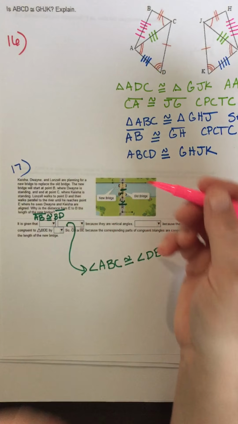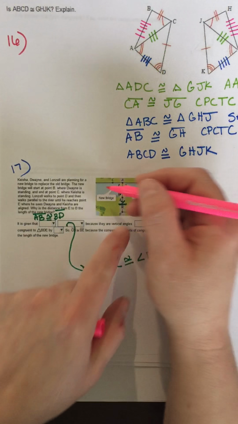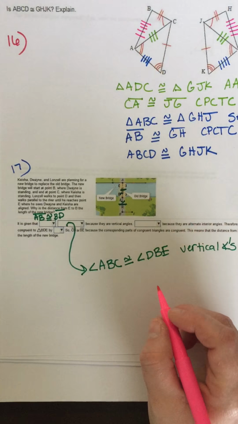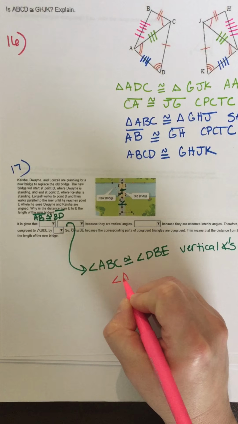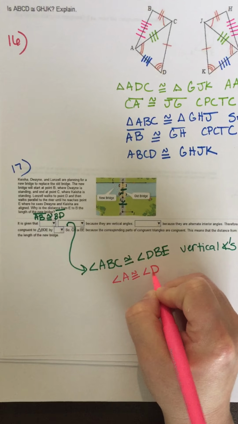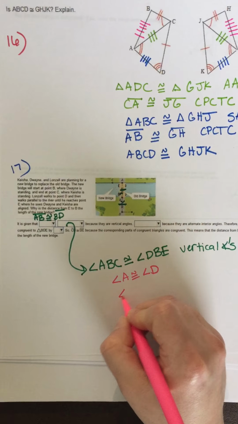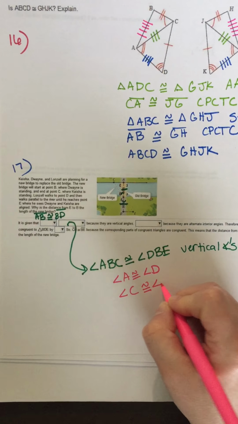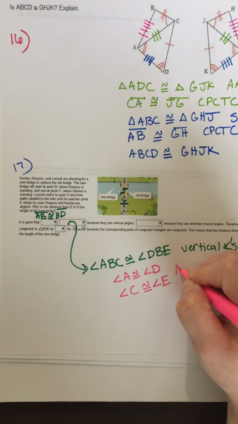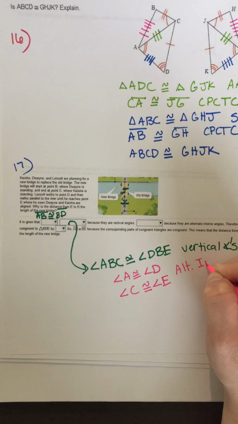All right, there's a bunch I can say. You know, once you read this, they tell you about stuff being parallel lines. So if these two lines are parallel, I can say that angle A is congruent to angle D. I could also say that angle C is congruent to angle E, and that's because they're alternate interior angles.